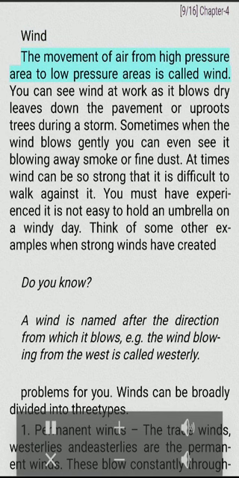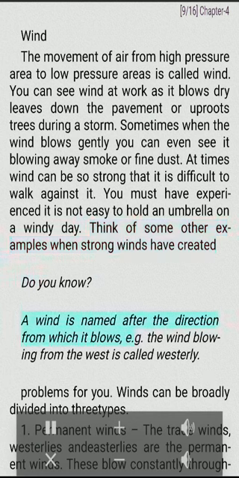Wind. The movement of air from high pressure area to low pressure areas is called wind. You can see wind at work as it blows dry leaves down the pavement or uproots trees during a storm. Sometimes when the wind blows gently, you can even see it blowing away smoke or fine dust. At times wind can be so strong that it is difficult to walk against it. You must have experienced it is not easy to hold an umbrella on a windy day. Think of some other examples when strong winds have created problems for you.